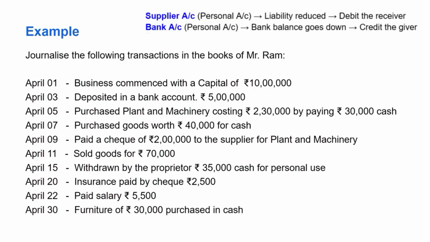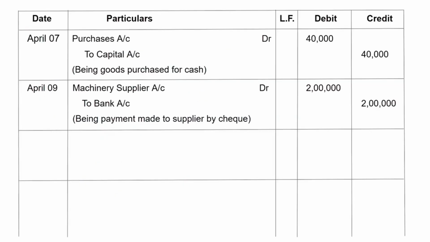So debit the receiver. And bank account. Bank is a personal account. Bank balance goes down. So credit the giver. So we record it as April 9, machinery supplier account debit 2 lakh rupees to bank account 2 lakh rupees, being payment made to supplier by check.